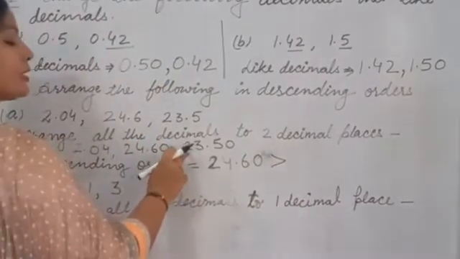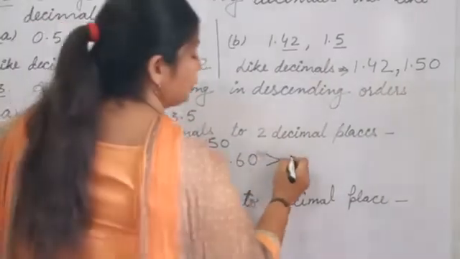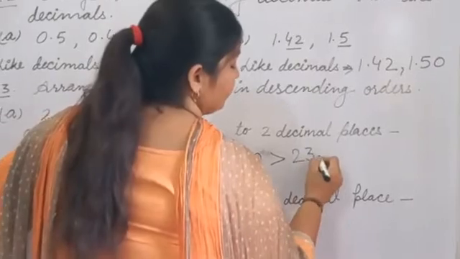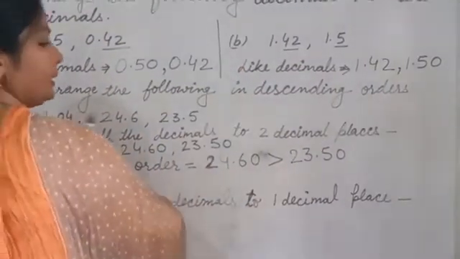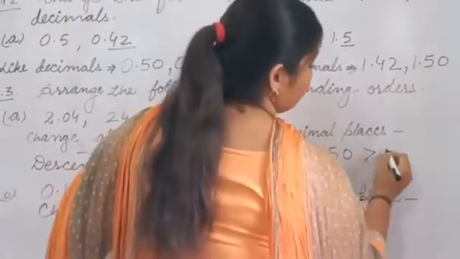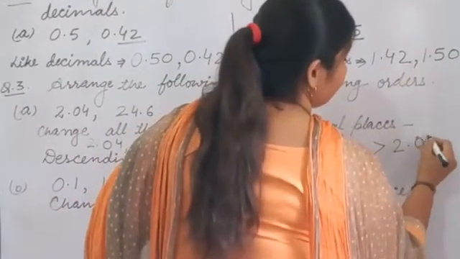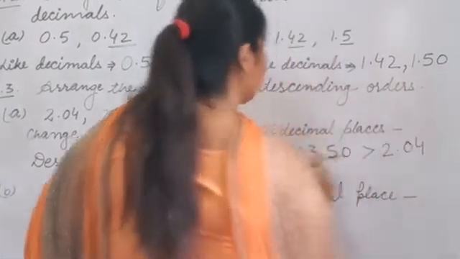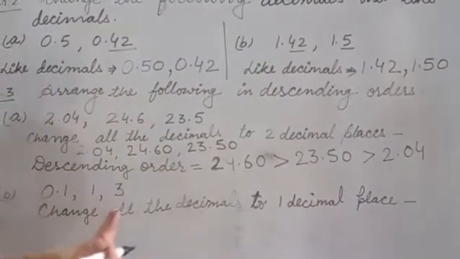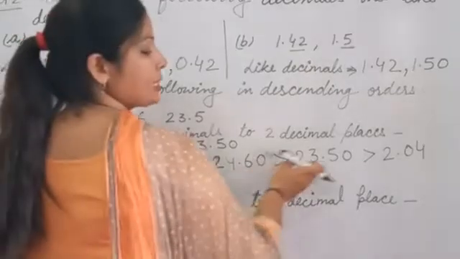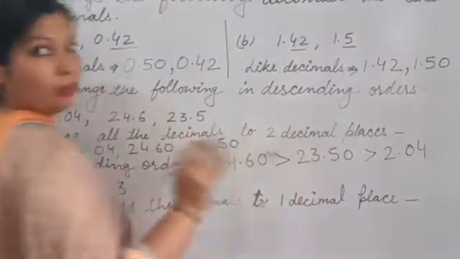Then second largest, 23.50. And last one is 2.04. You can use the greater than symbol, and if you want to put a comma, you can use commas also.